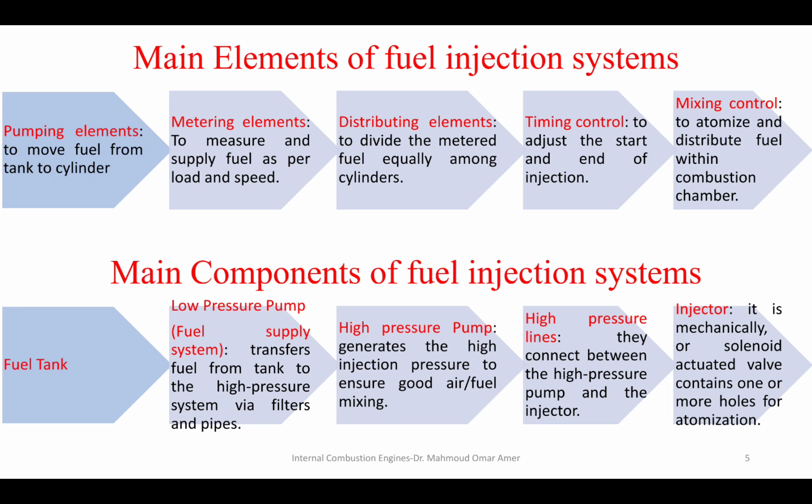We said that the injection pressure for a direct injection diesel engine could reach 3,000 bars, and for indirect injection we will need lower pressure, which could reach 900 or 1,000 bars.